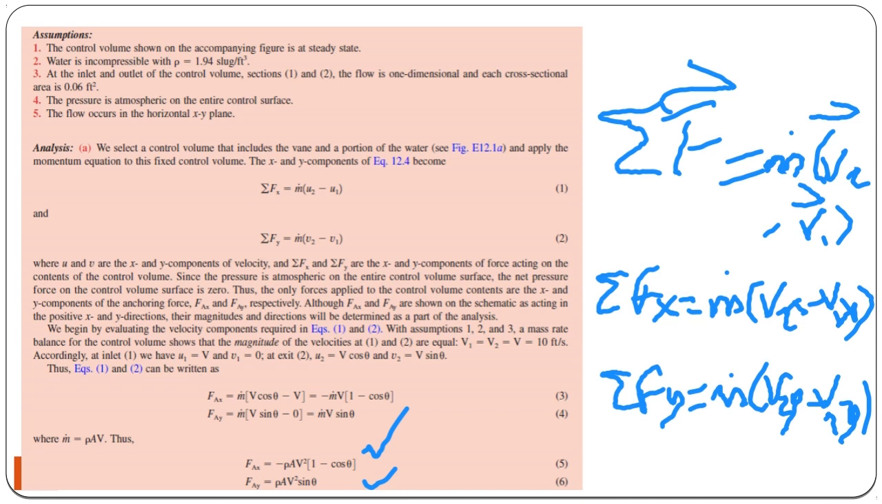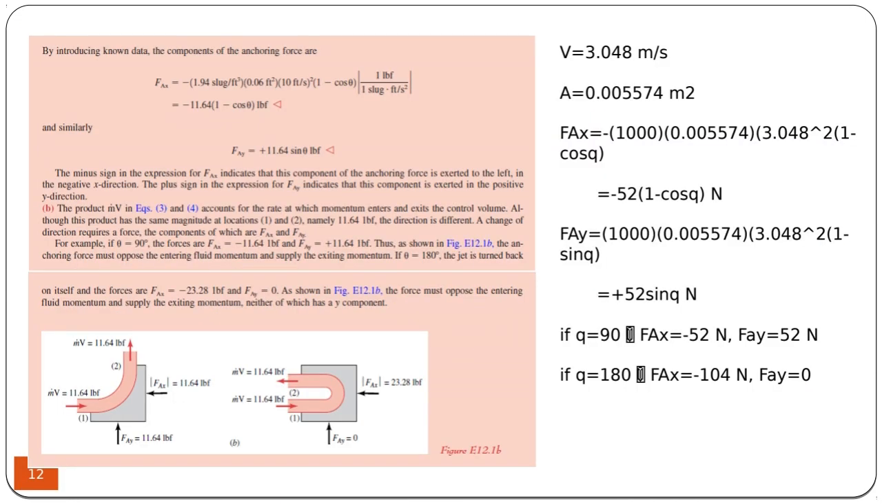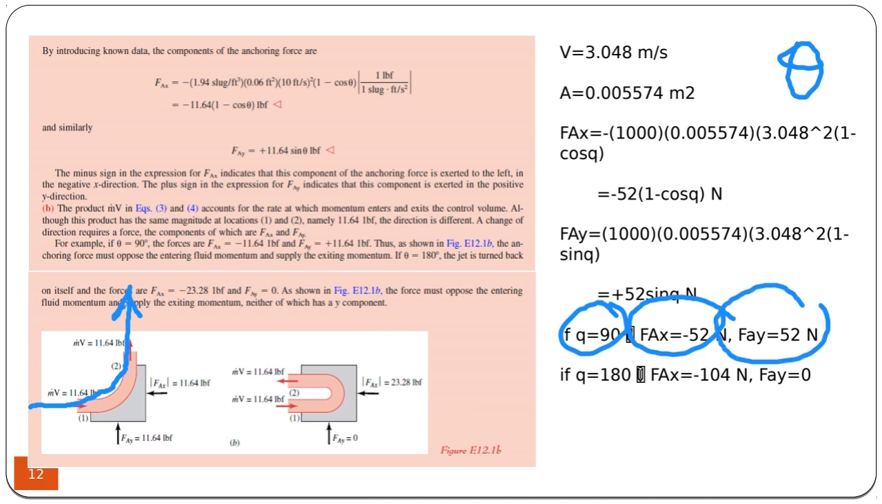They are given in parametric form. We don't know anything about the theta angle, and depending on the theta angle, we will see that everything will be completely different. For instance, if theta is 90 degrees, meaning that the flow changes direction by 90 degrees, then Fx would be minus 52, Fy would be plus 52, which means in this case, the reaction force will be like this, as we expect.